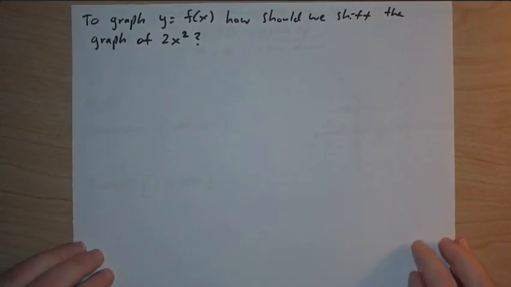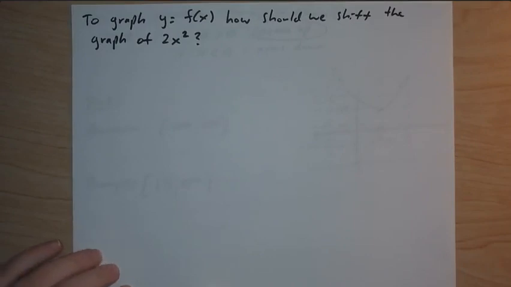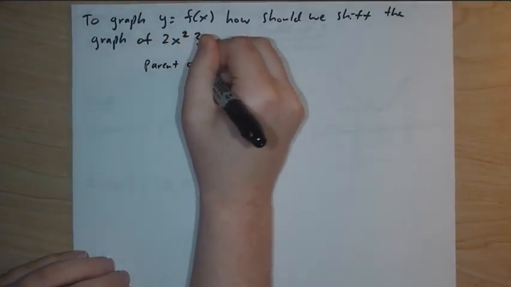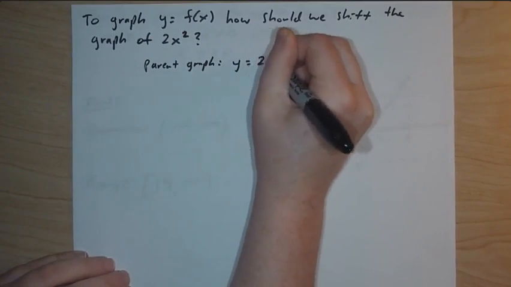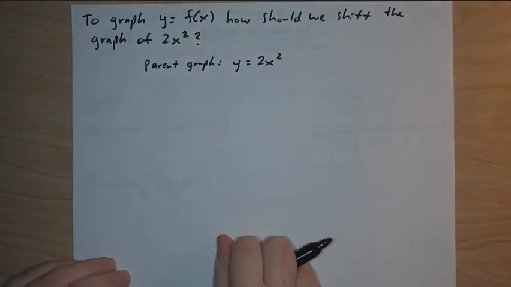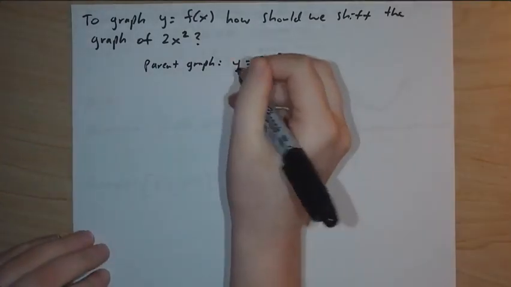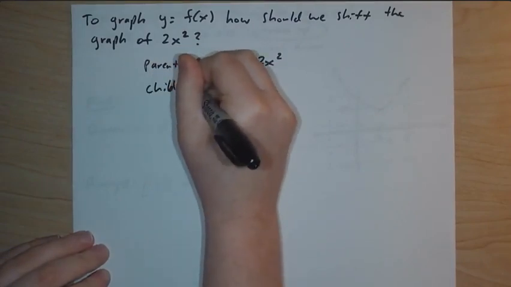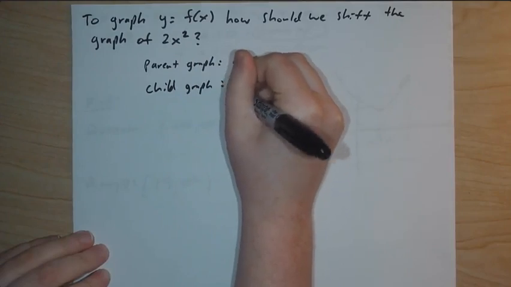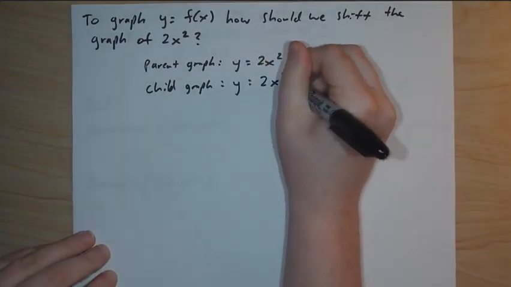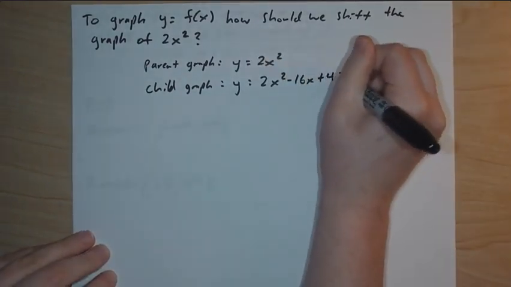If we wanted to graph y is equal to f of x, how should we shift the graph of 2x squared? So this is asking, if we have a parent graph y equals 2x squared, what should we do to this graph? How should we move it to get our function, which I'll call the child graph? Our child graph, which is what we have, is 2x squared minus 16x plus 47.